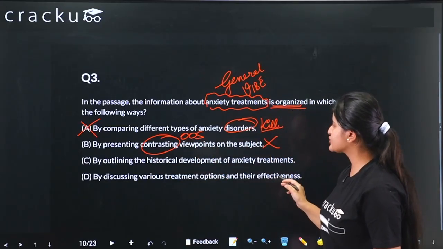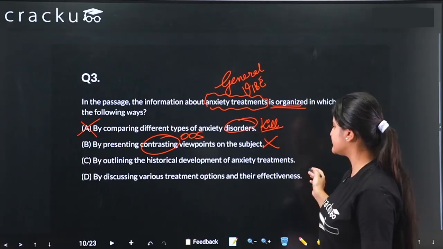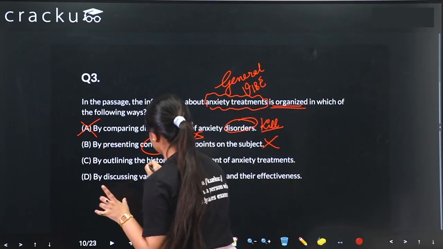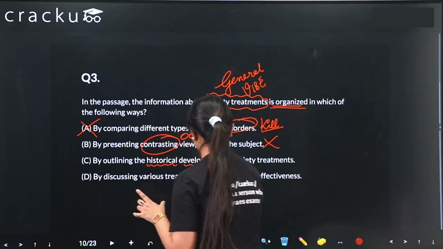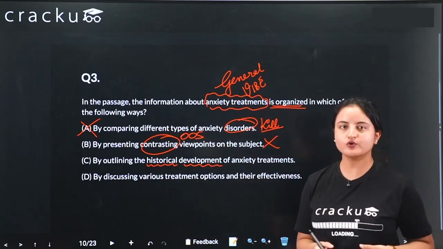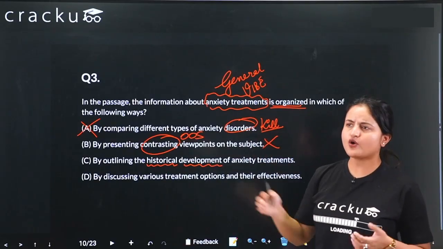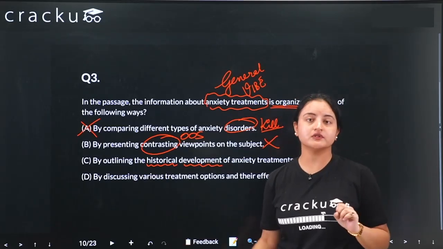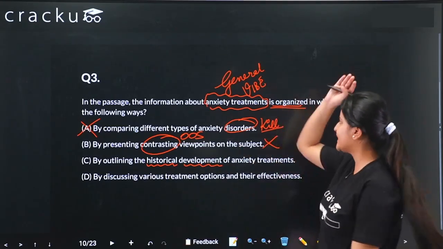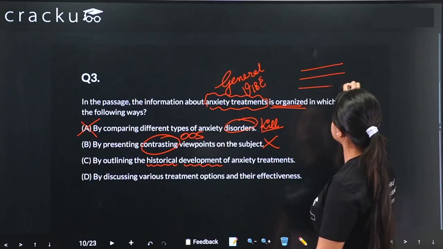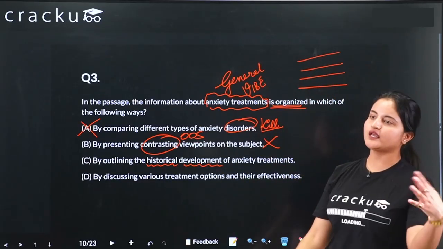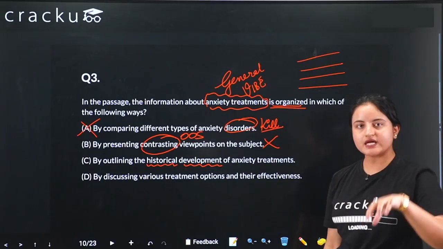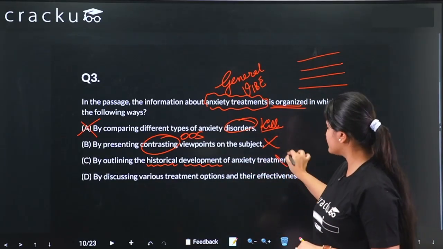By outlining the historical development of anxiety treatments. So, okay, development. First of all, the issue here is historical and development. How do we know it is historical? How do we know it is in chronology? How do we know the author was talking about, oh guys, this has been the history of anxiety treatments? No, the author is simply listing the treatments. Suppose a teacher is simply taking the attendance. The teacher is not saying that this guy is good in studies, this guy is not. So this is again wrong.